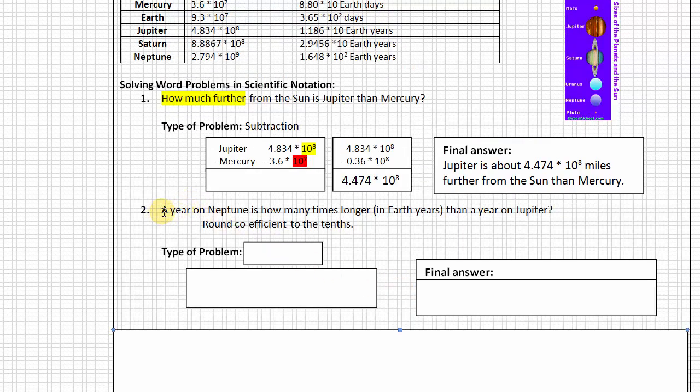So now we're looking at time. A year on Neptune is how many times longer in Earth years than a year on Jupiter? I'm asking you for this problem to go ahead and round the coefficient to the tenths. But first we want to decide what type of problem, what operation are we doing? Addition, subtraction, multiplication, or division? So go ahead and read that problem again and try and decide for yourself what operation, what type of problem are we doing?